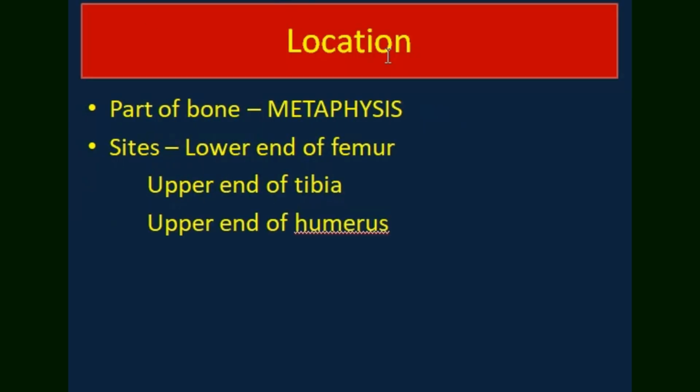If we talk about the location, the part of the bone that osteosarcoma arises from is the metaphysis. So it arises from the metaphysis part of the bone, and the main sites that it is seen in are the lower end of femur, upper end of tibia, and the upper end of humerus. So lower end of femur, upper end of tibia, which are the corresponding bones, and upper end of the humerus.